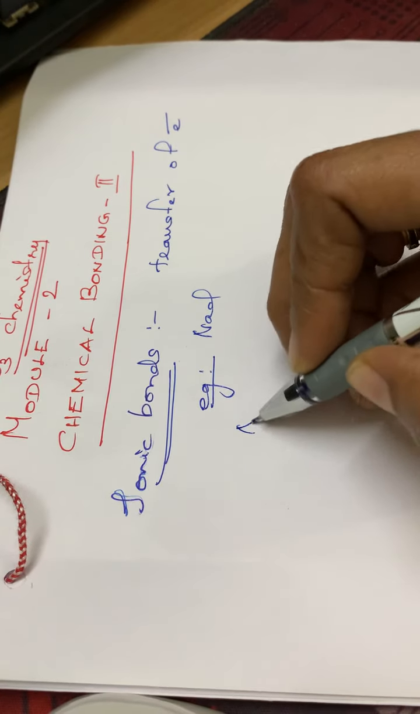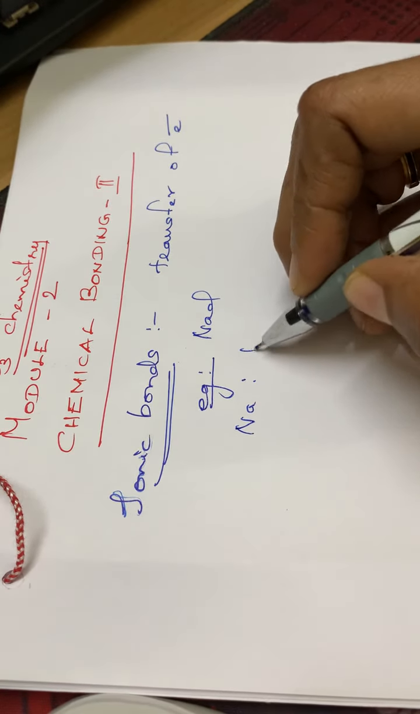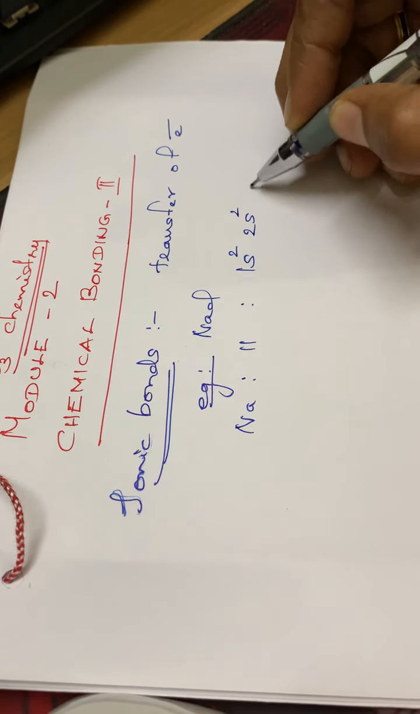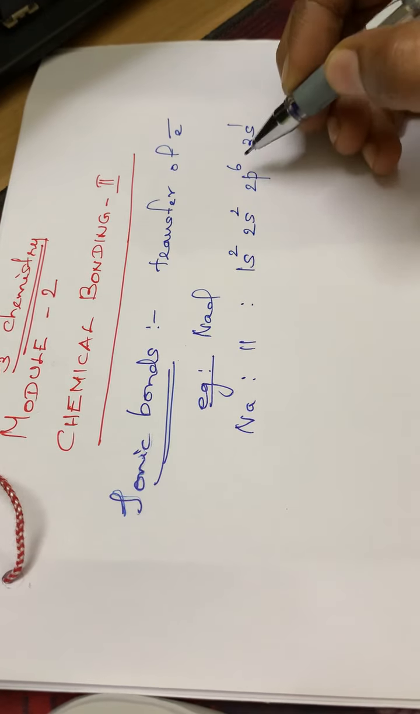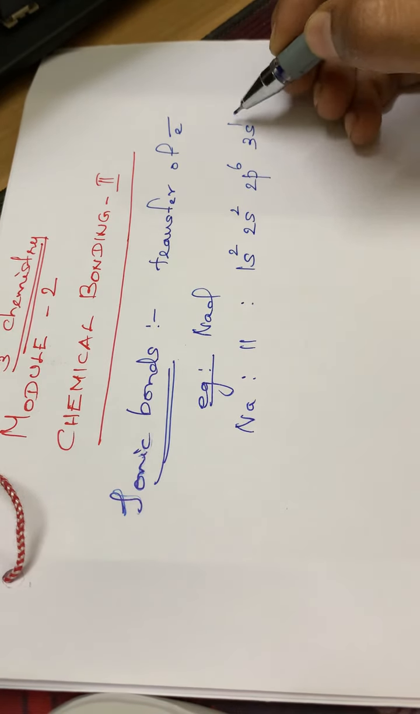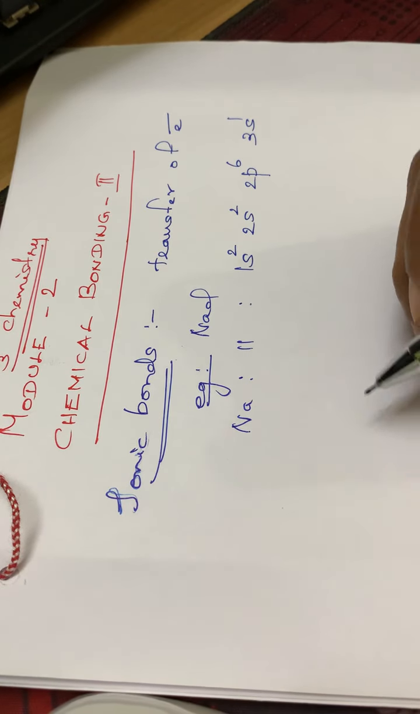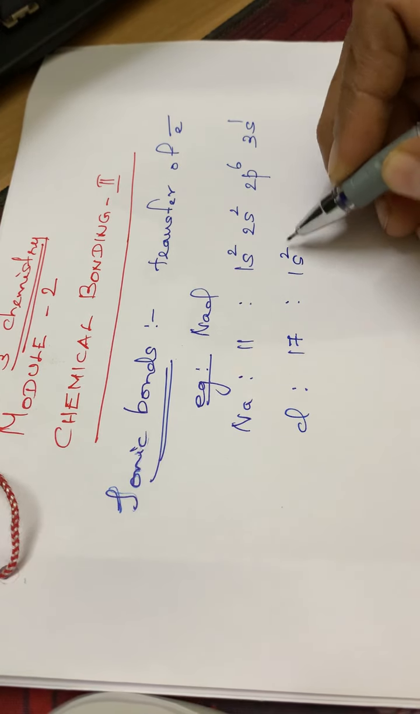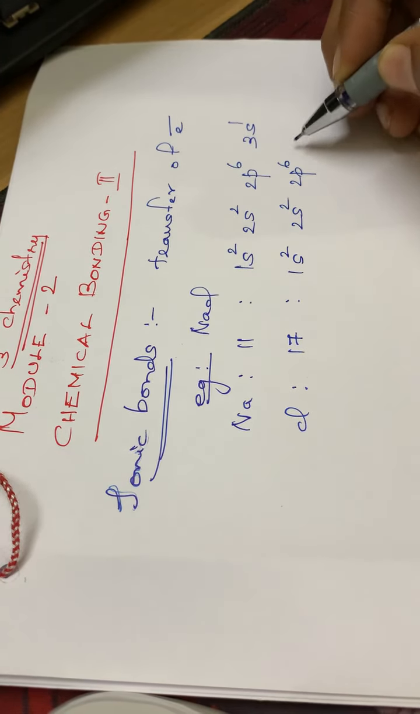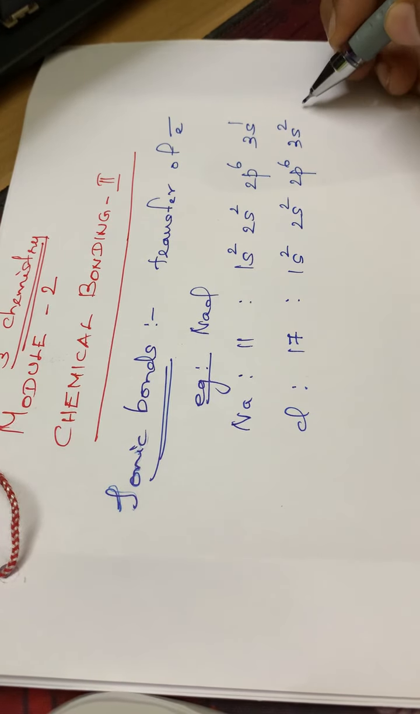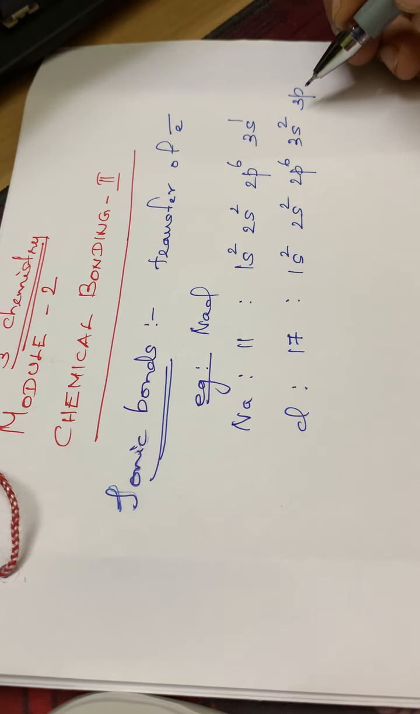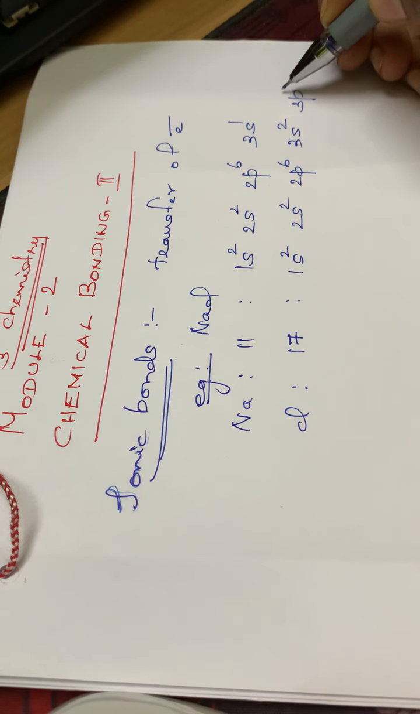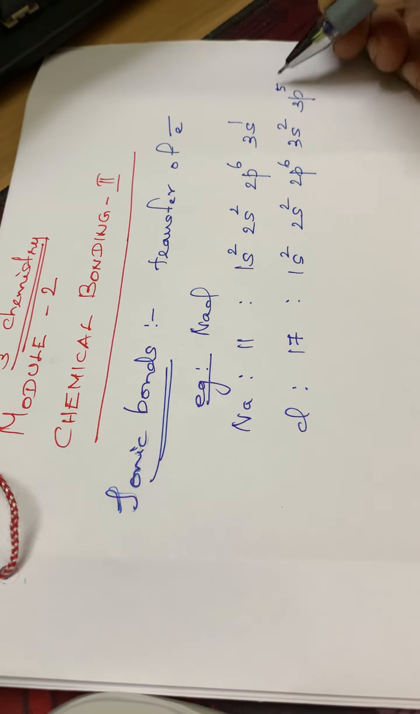Regarding the electronic configuration, sodium has atomic number 11, so the configuration is 1s2, 2s2, 2p6, 3s1. In the case of chlorine, the atomic number is 17, so 1s2, 2s2, 2p6, 3s2, then 3p: 2, 4, 10, 12. The remaining, 17 minus 12, is 3p5.